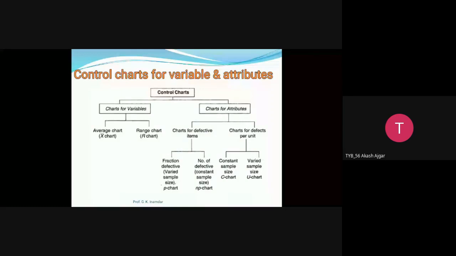In attribute charts, they do not provide detailed information for the control of individual characteristics. In variable charts we will get some individual characteristics information, but in attribute charts we cannot get this, and they do not recognize different degrees of defectiveness, the weightage of the defect. That will be a great disadvantage in attribute charts. So these are some differences between these two very important charts, variable charts and attribute charts.